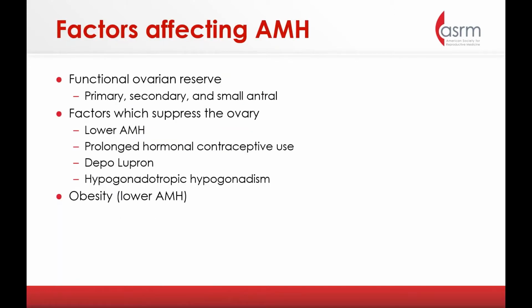Factors that suppress the ovary by reducing ovarian stimulation may therefore affect the functional reserve and lower AMH values. These include prolonged hormonal contraceptive use, Depo-Lupron, and hypogonadotropic hypogonadism. In addition, a number of studies have found that AMH levels tend to be lower in women with obesity, which a number of recent studies have shown is not a dilutional effect.